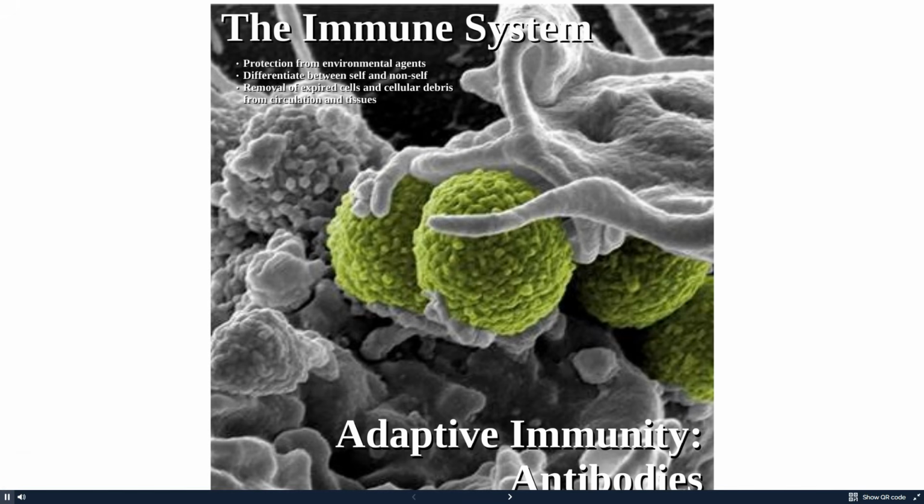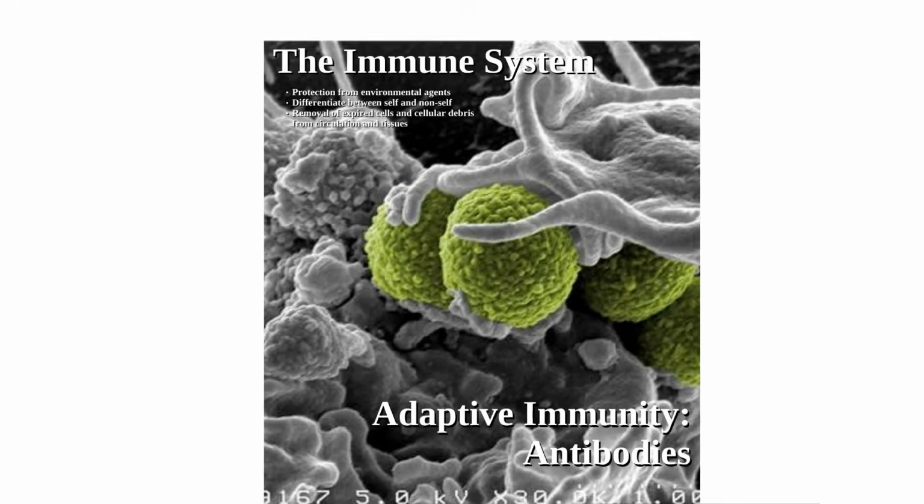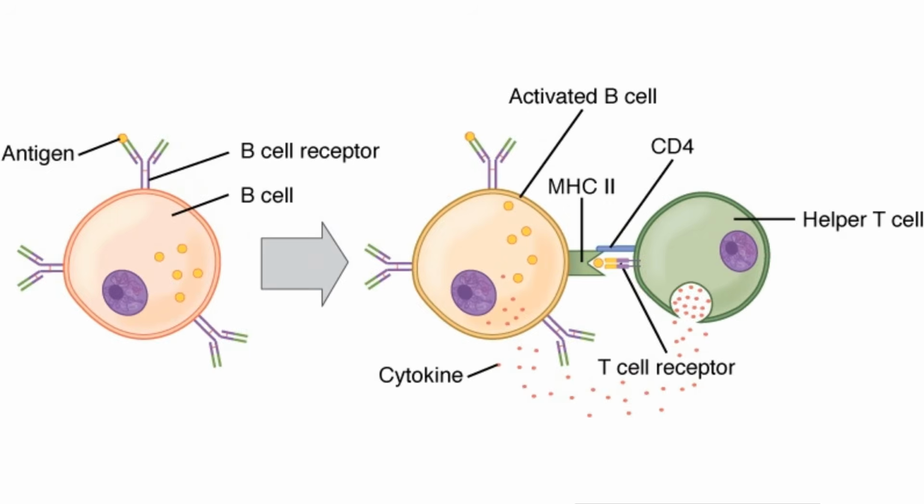To finish the chapter on the immune system, we're going to finish thinking about adaptive immunity by concentrating on what antibodies are. The section on lymphocytes ended by looking at how B cells are activated. When a B cell receptor, which is a type of antibody, binds to its particular antigen, that antigen is internalized and presented on the surface of the B cell with MHC2 so that a CD4 positive helper T cell will recognize it and activate the B cell.